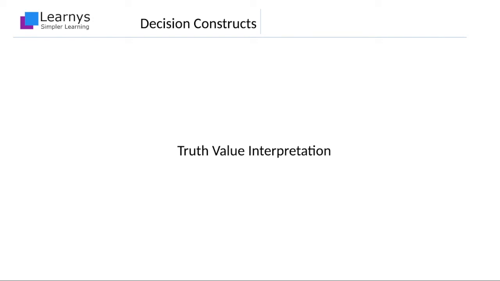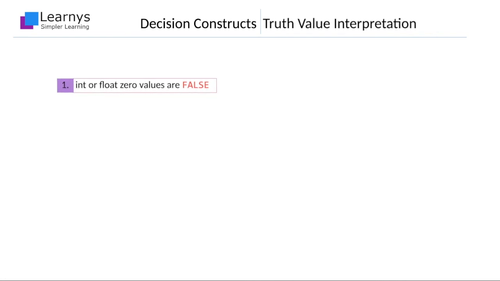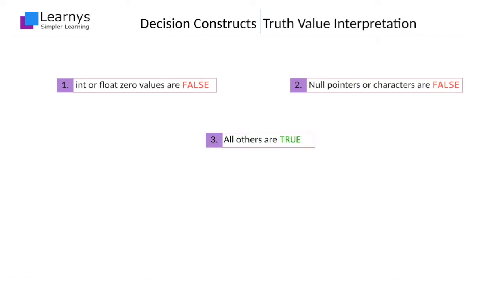So far we have seen and discussed the structure of the first category of decision constructs. In order to fully understand the concept of conditional execution, we need to understand the flow of execution of this type of decision constructs. Since conditional execution makes use of interpreting the values of variables as true or false, we need to understand what kind of values are interpreted as true and what kind of values are interpreted as false. Zero values, whether integer or float, are interpreted as false. Null pointers and null character are also interpreted as false. Every other value is interpreted as true.